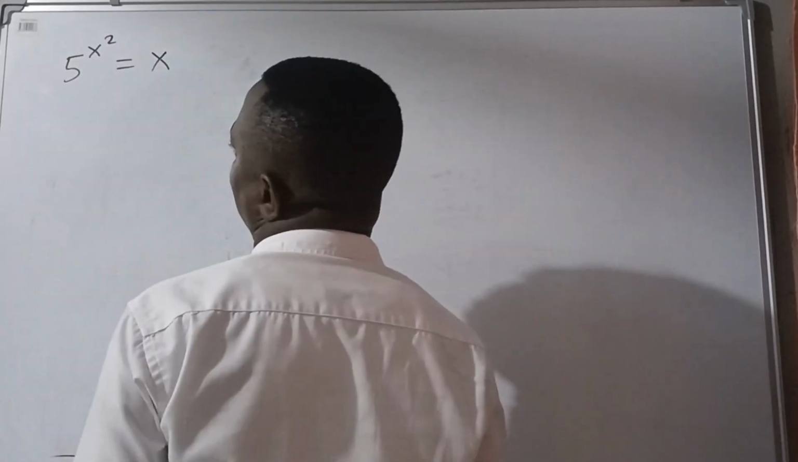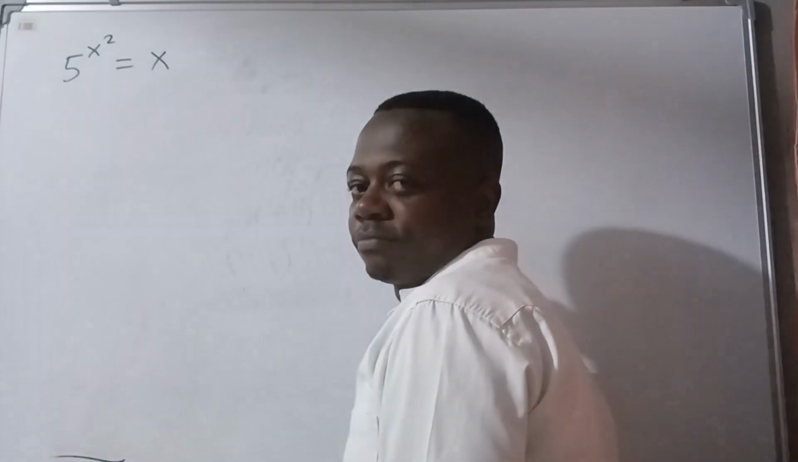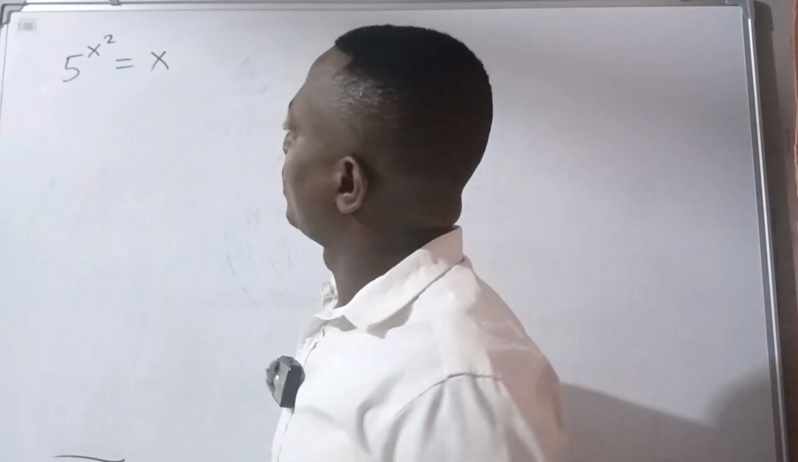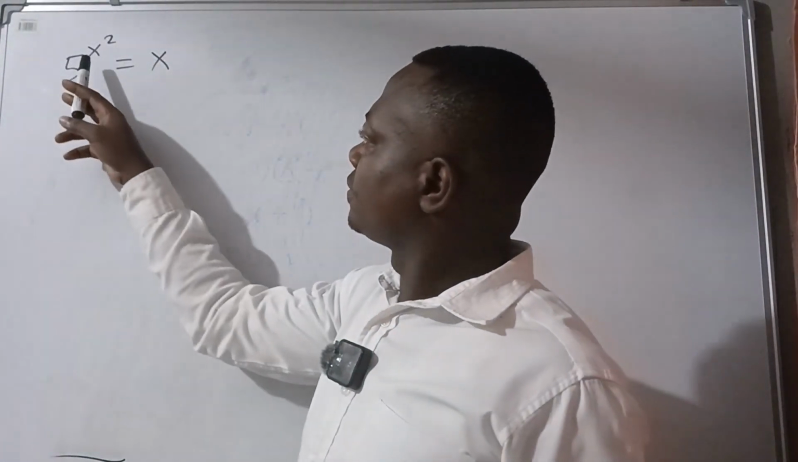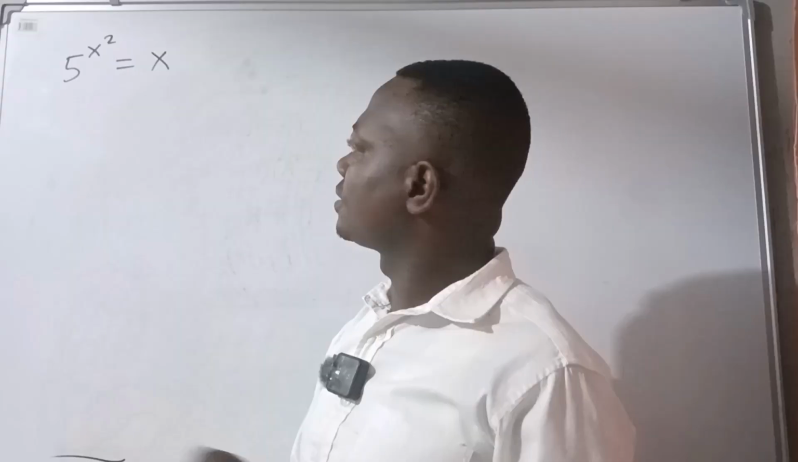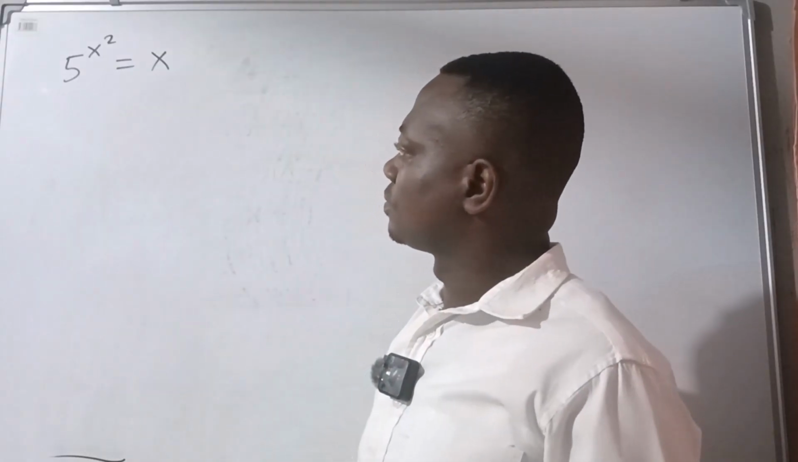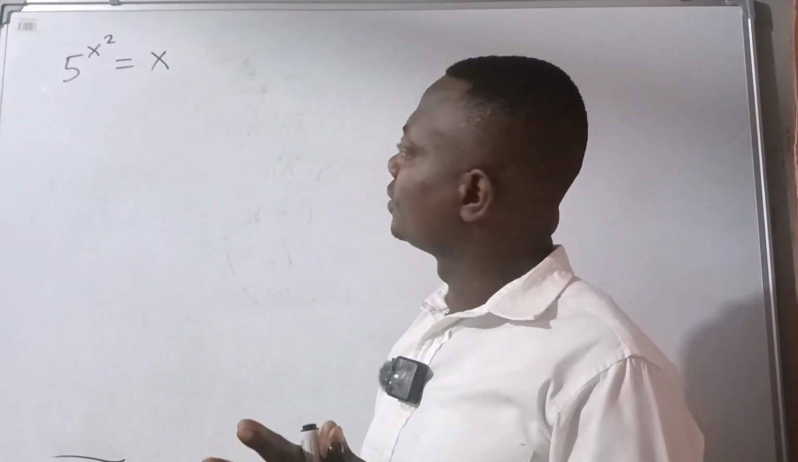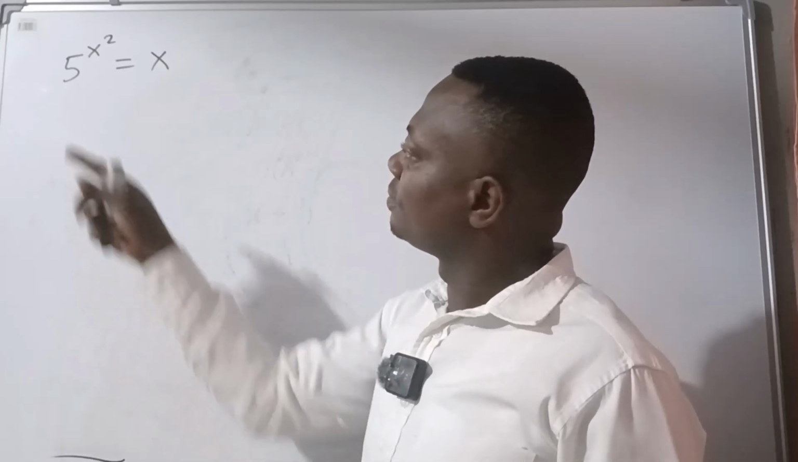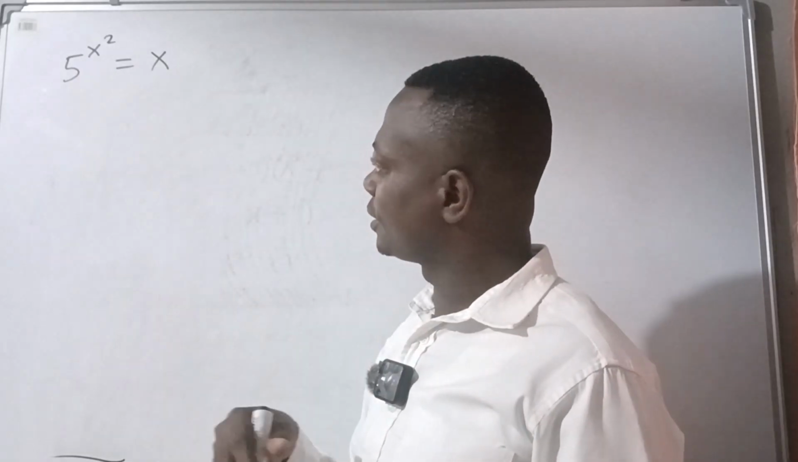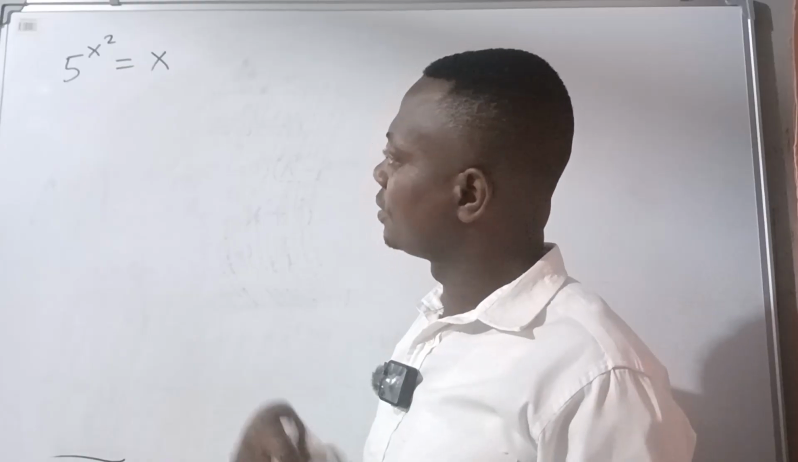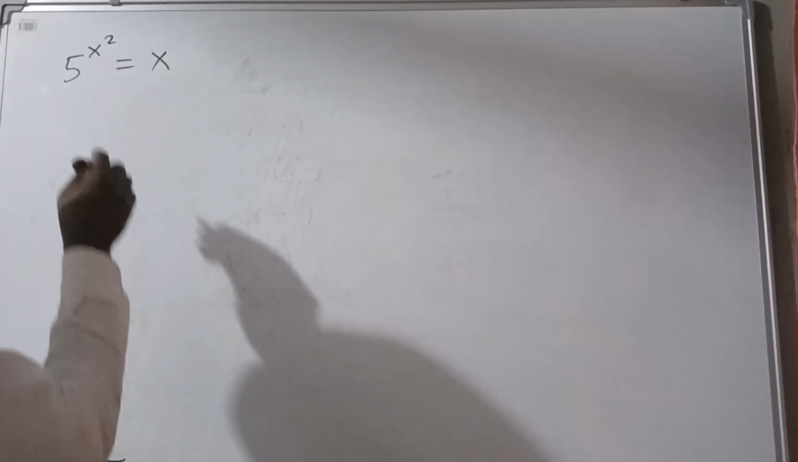Now let's solve for x here. So we are given 5 exponent x squared equals x. So how do we solve for x? Let's first bring this part down, as we take log on both sides. I prefer using the natural log.